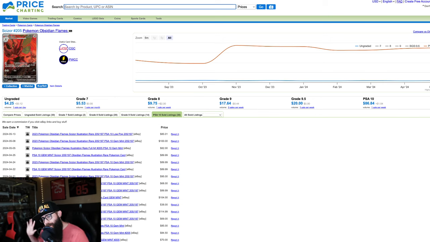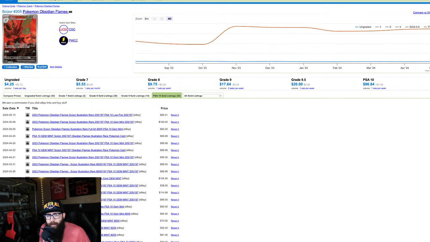I call it Scizor. I don't know if it's Scizor. Anyways, this is a grading play as well. But this will be a little tougher of a grade, because a lot of these cards have print lines and stuff and scratches and whatnot. But $4 a card, and I like the artwork on this card.